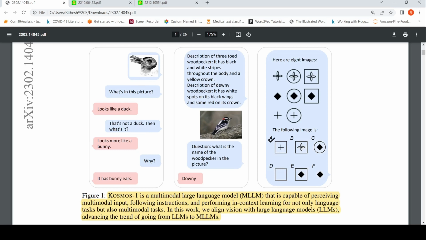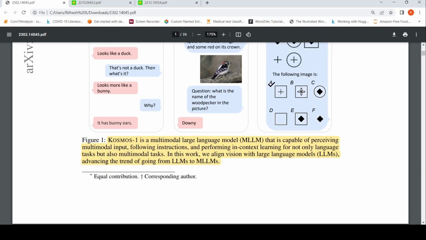Another example is given over here. So given a description of two types of woodpeckers and an image of a woodpecker, you can then ask a question, what is the name of the woodpecker in this picture? And then it answers that. Okay. Another example is present over here where there are a set of images and the text. And then you are asking, the following image is... So what follows this particular set of images? And then the model tries to answer it.